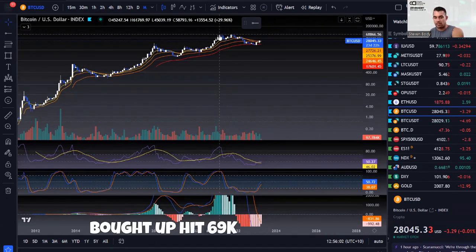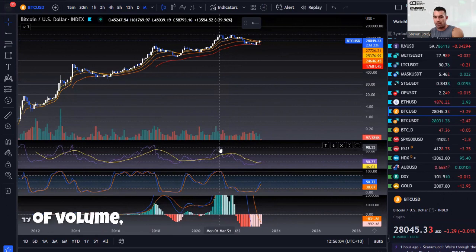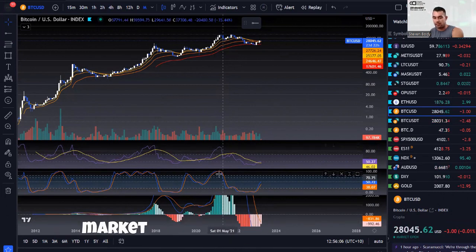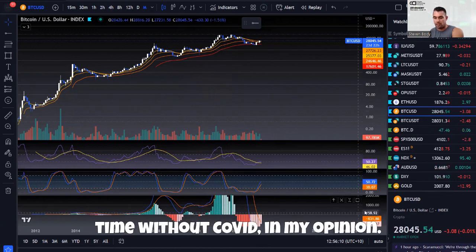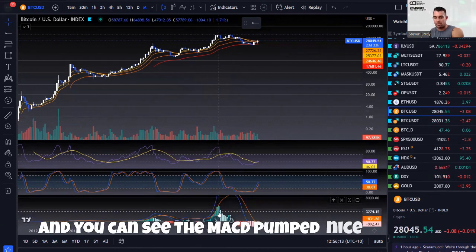Bought up, hit 69K here. Regardless of volume, the RSI hit 90, that was the top of the bull market. Stock RSI nice and flat. Again, this would have been flat the whole time without COVID, in my opinion. And you can see the MACD pump nice and high.